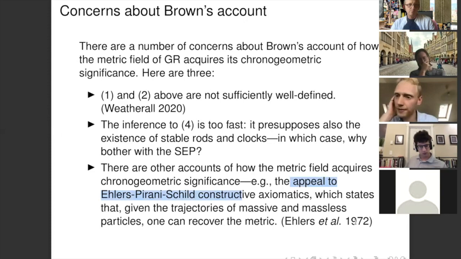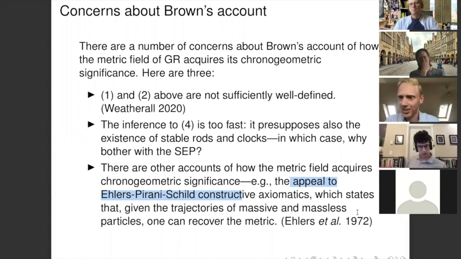And effectively what they showed is if I know the trajectories of massless and massive particles, so say I take some marbles and I throw them and I shine some torches, I should be able to back reconstruct what the metric is. And they show this in elaborate detail. It's a very, very beautiful paper. There are concerns about whether it's right or not, whether it's circular or not.